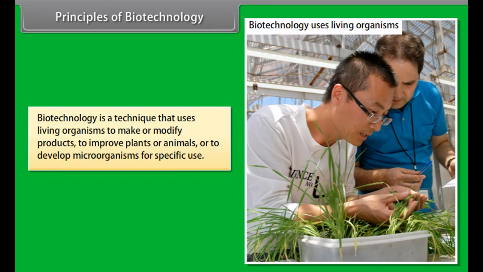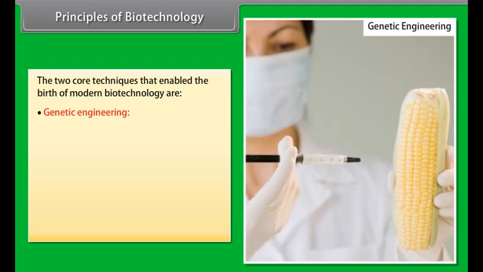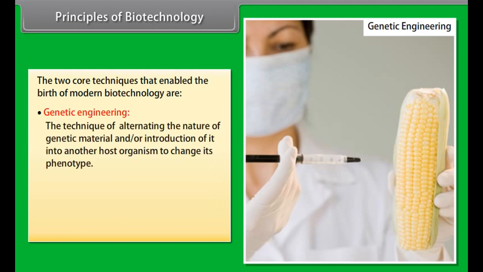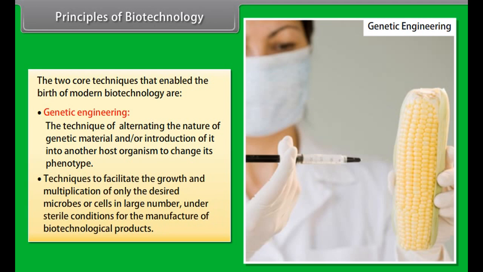Biotechnology is a technique that uses living organisms to make or modify products to improve plants or animals or to develop microorganisms for a specific use. The two core techniques that enabled the birth of modern biotechnology are genetic engineering, the technique of altering the nature of genetic material and/or introduction of it into another host organism to change its phenotype, and techniques to facilitate the growth and multiplication of only the desired microbes or cells in large number under sterile conditions for the manufacture of biotechnological products.